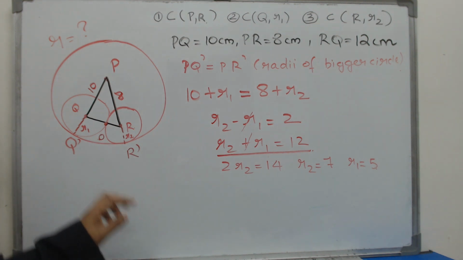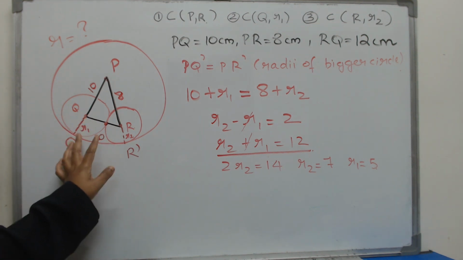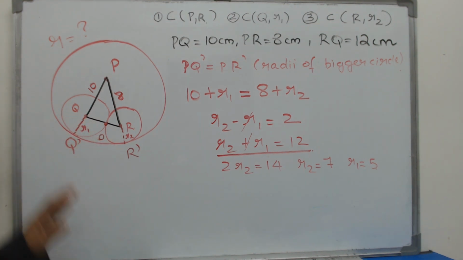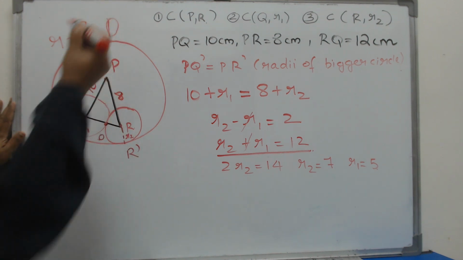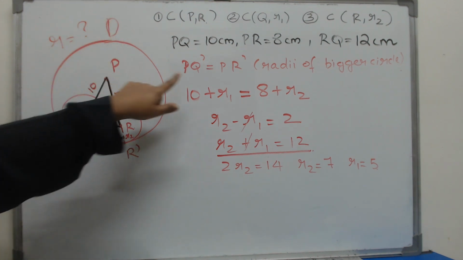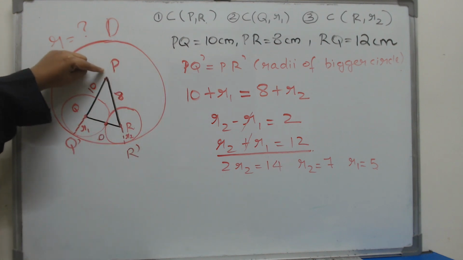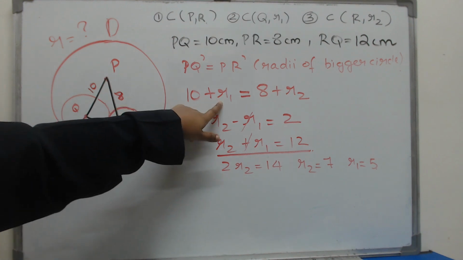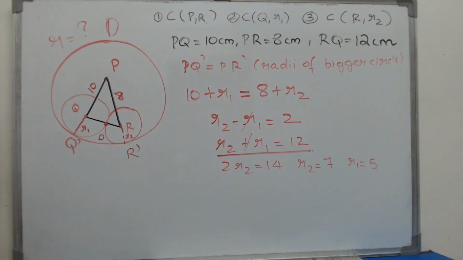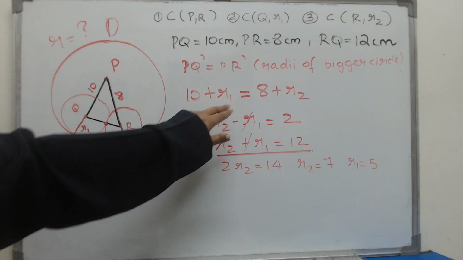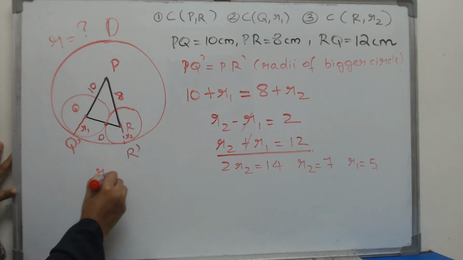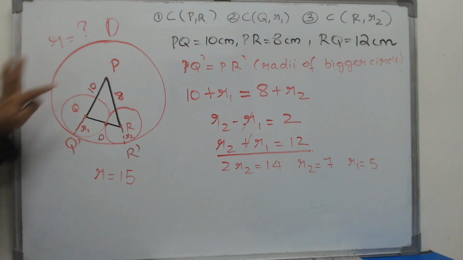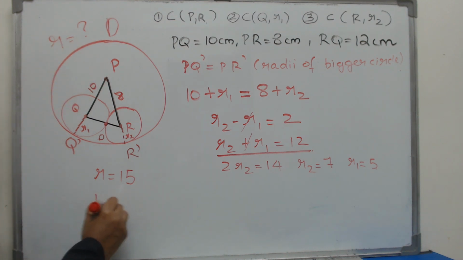These are the radii of the two smaller circles. But that is not what we need. We need the diameter of the biggest circle. What is its radius? Its radius is any one of them, PQ dash or PR dash. Put R1 here or R2 here, you will get your answer. R1 is 5, so that means R is equal to 15. The radius here is 15. Double it, you will get the diameter, which is 30. That is the answer you are looking for.